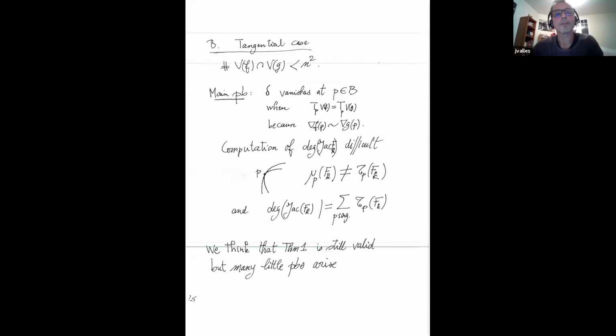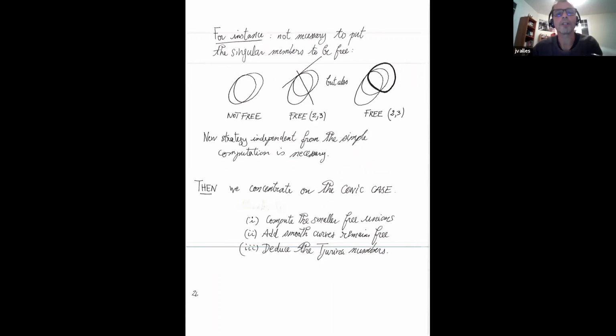So, for instance, in the tangential case, what happens? If I take two conics that are osculating conics, there are 2 points of contact, one with degree 3 and one with degree 1. Then the union of two conics is not free. You have to add the singular member in the pencil. There is only one singular member in the pencil. Then it is free, so it corresponds to what we are expecting in the theorem.